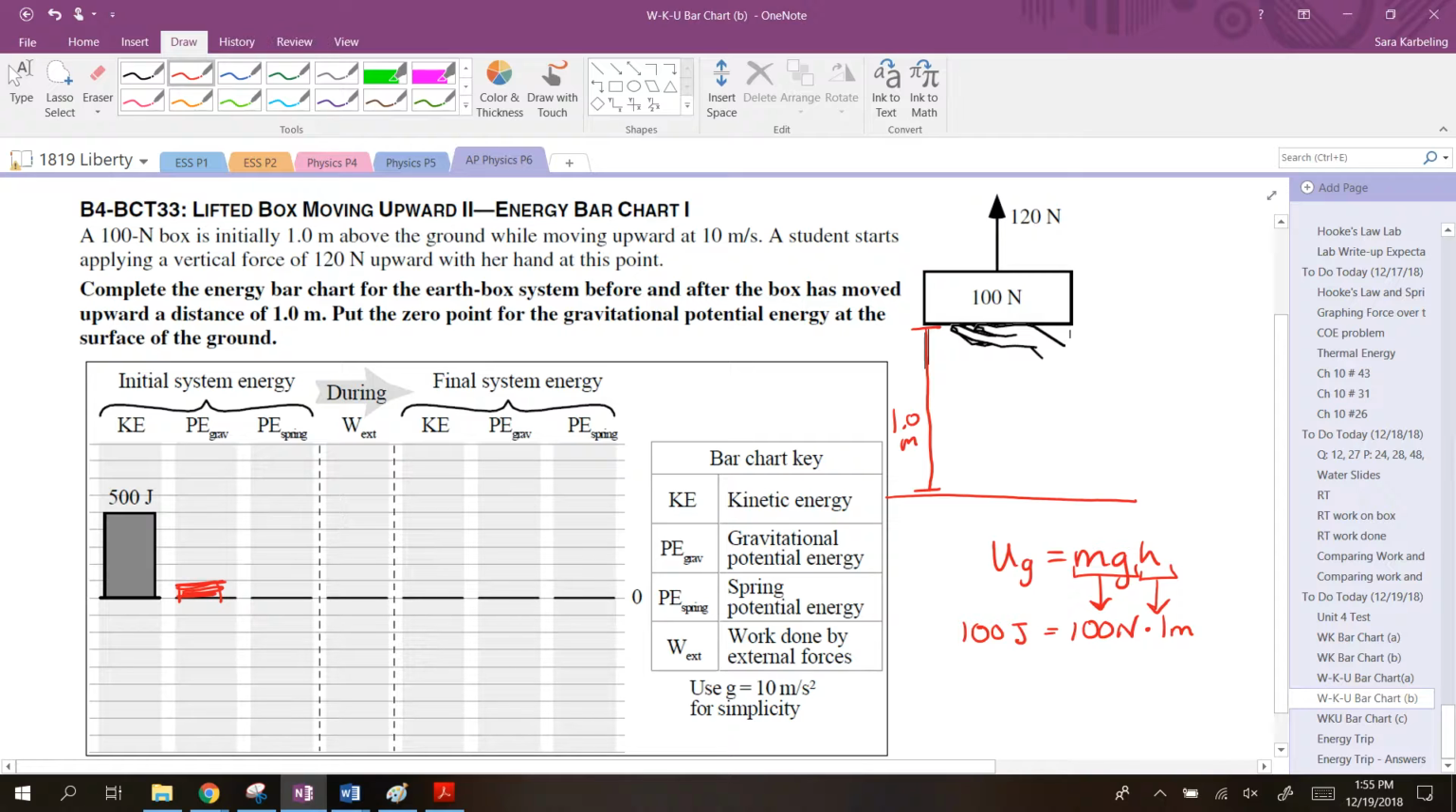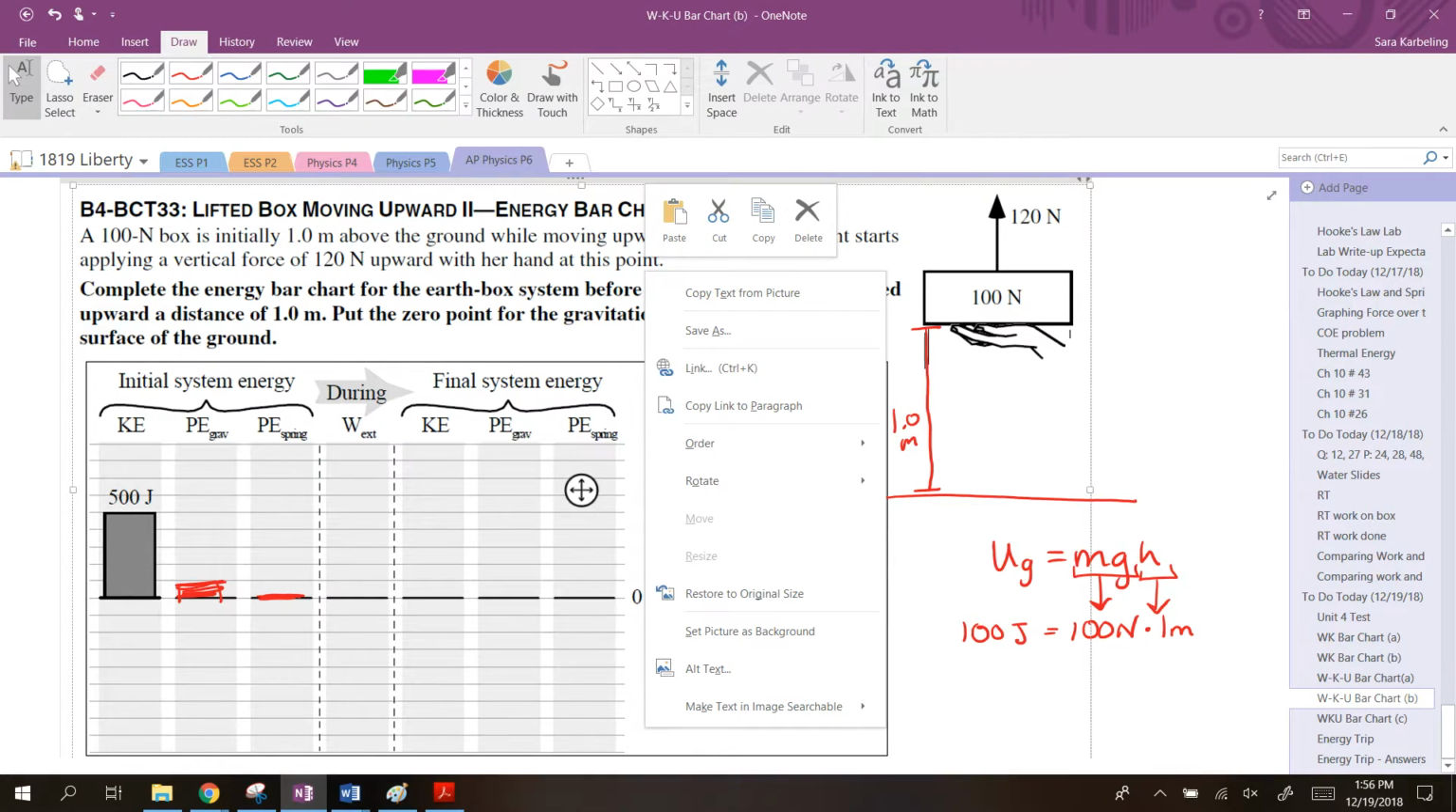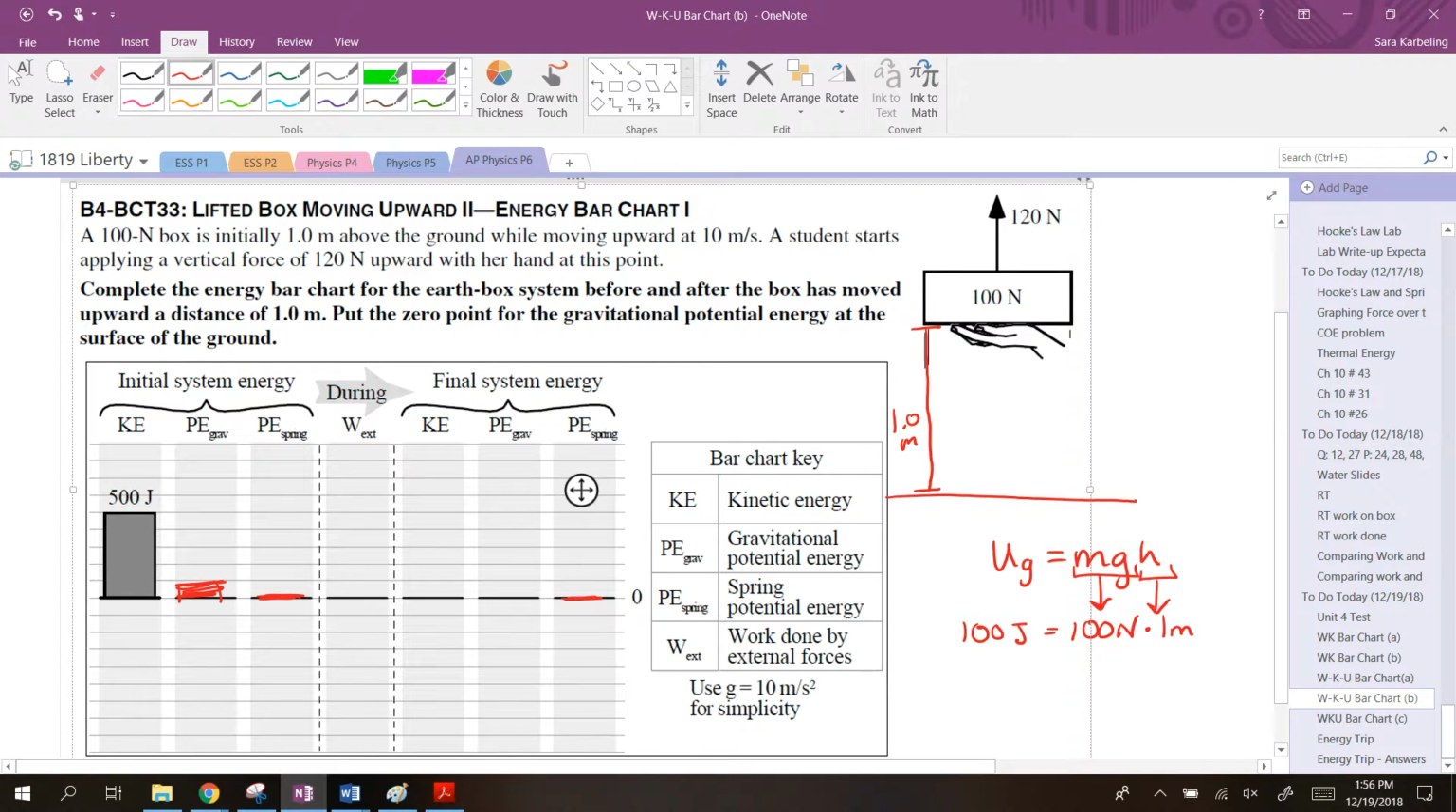How much spring potential energy do we have? 0. Okay. Let's skip the work part for right now. Let's do the spring potential energy at the end first, because that was going to be easy. What is that one? 0. Okay, let's keep moving to the left. The gravitational potential energy at the end. How high is it going to be at the end? 2 meters. So how much gravitational potential energy does it have then? 200 joules, so 2 bars.